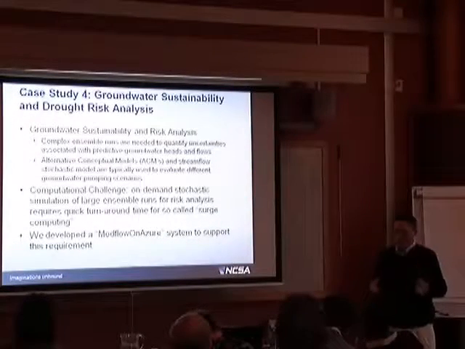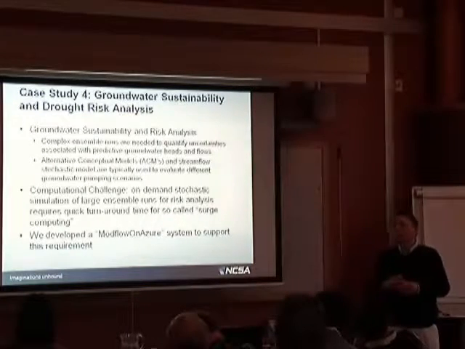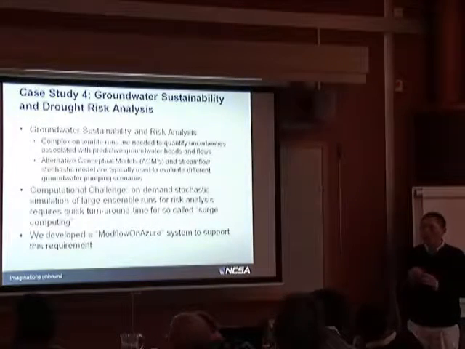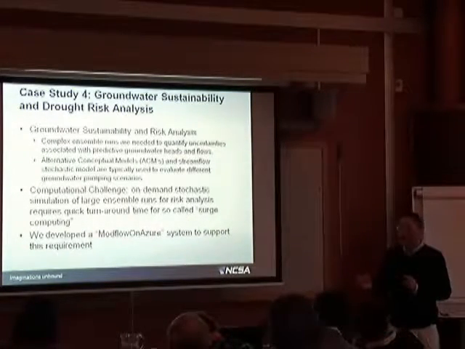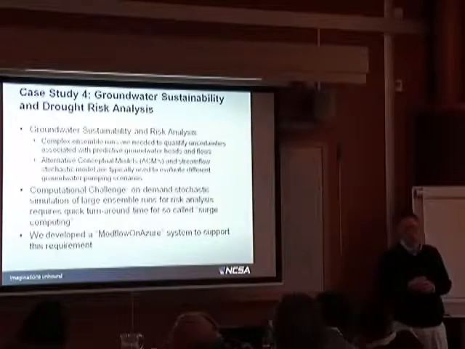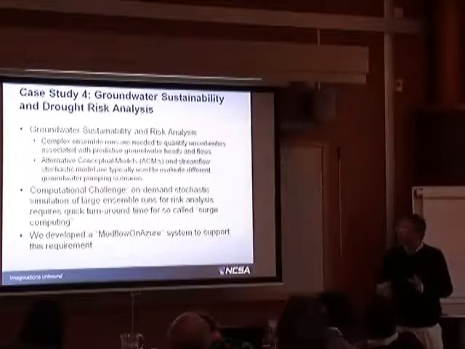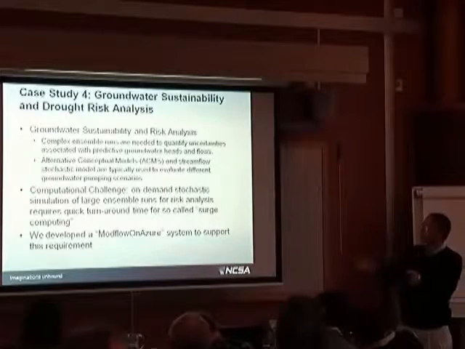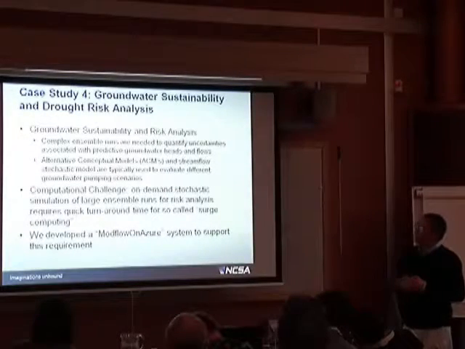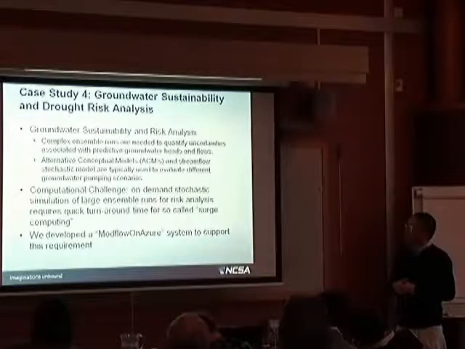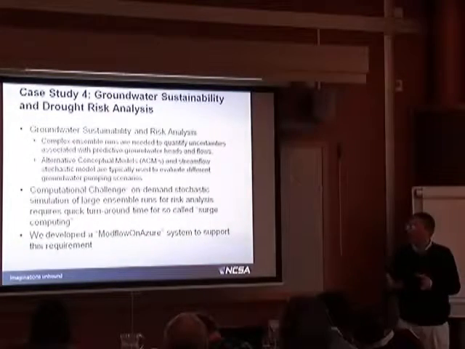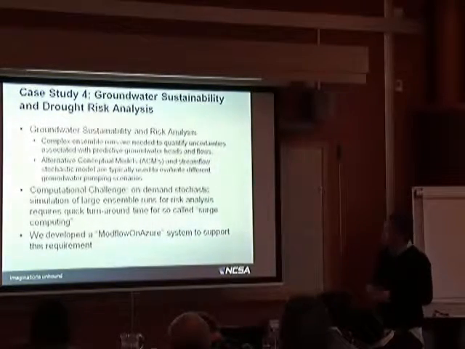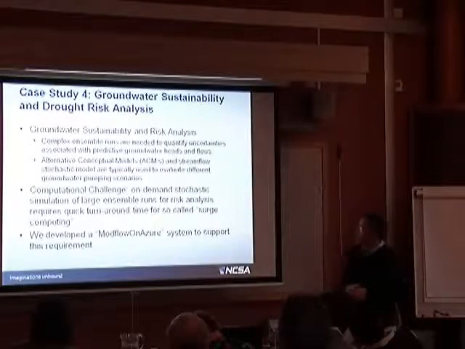what people want is to use multiple models, because as we all know, models are always wrong. So people use so-called alternative conceptual models. Those are all physics-based models. So you may have 5-6 models to model the same region, and use a stream flow stochastic model to evaluate different groundwater pumping scenarios. The stream flow stochastic model basically provides the input to the alternative conceptual models.